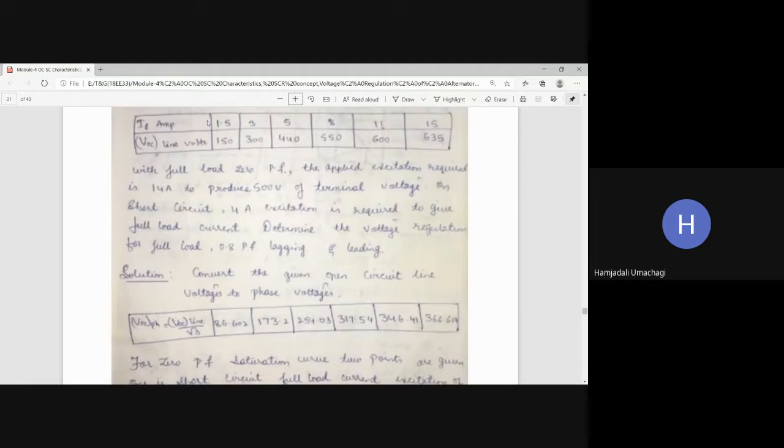These excitation levels will remain the same. This upper row, which corresponds to the field current of the excitation, will remain the same, whereas the line voltage itself you need to convert from line to phase voltage. Just divide all these line voltage values by root 3. Note down these values, all of you.